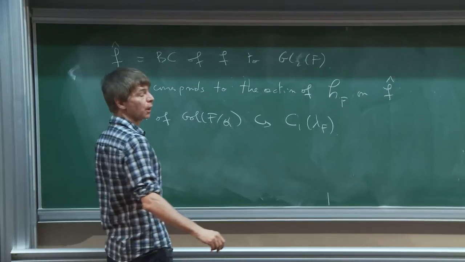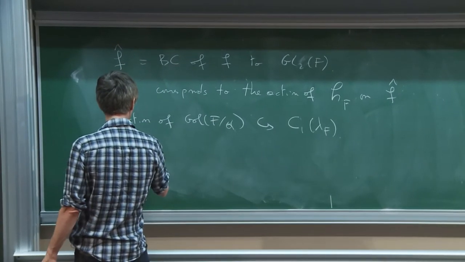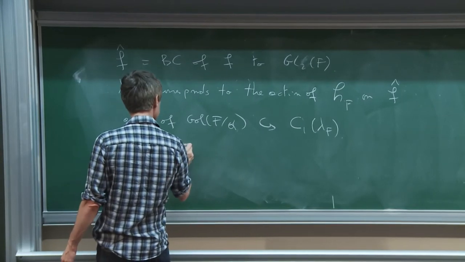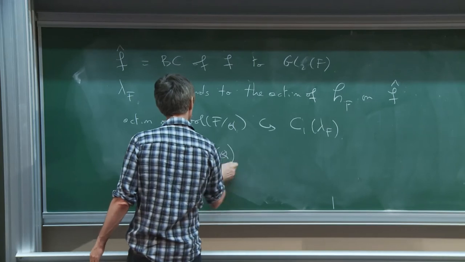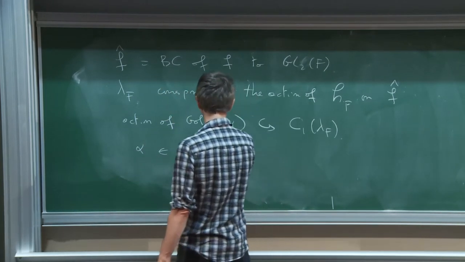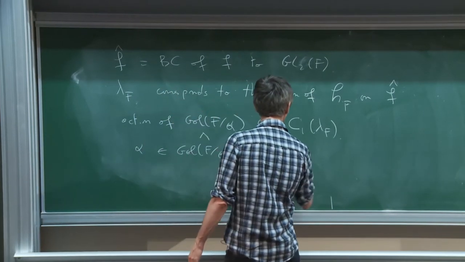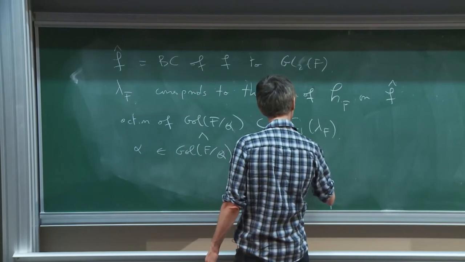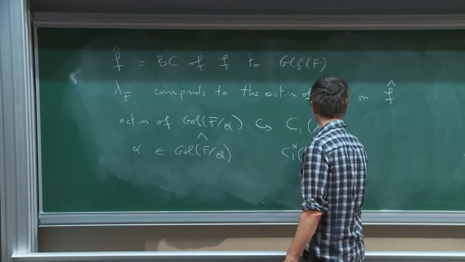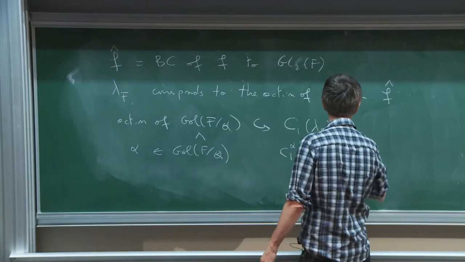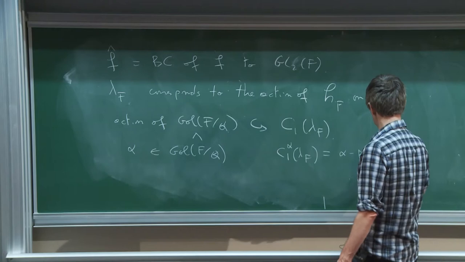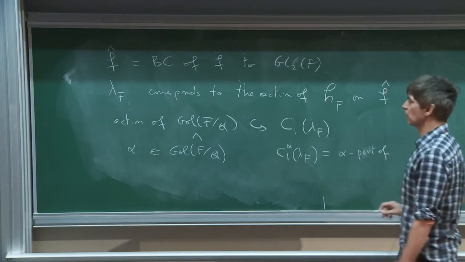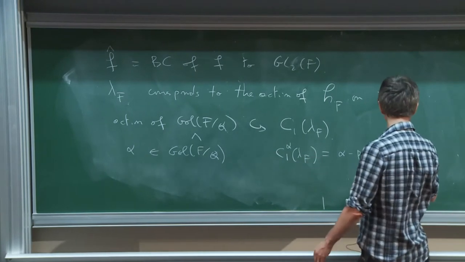So if you take alpha, a character of this Galois group, then you can consider C1 alpha of lambda F, which is the alpha part of this module.